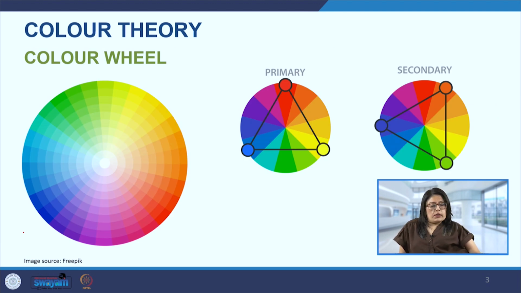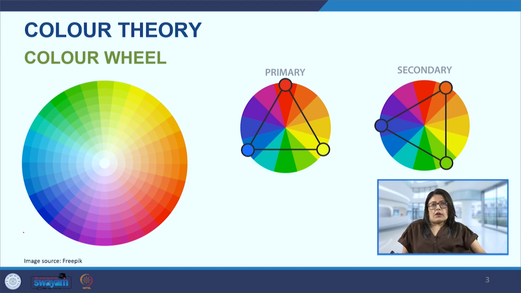You can see on the left how the colors have been put together in the form of a wheel. I think we all are probably familiar with the color wheel. And then we can see the second circle is of the primary colors. There are three primary colors which are red, blue and yellow, and it is said that these colors cannot be created, but with these colors you can create multiple colors.